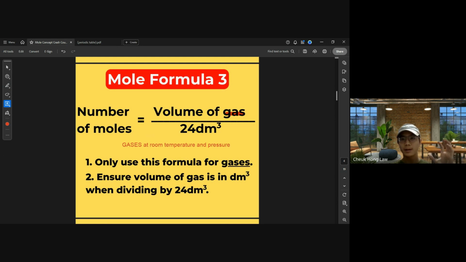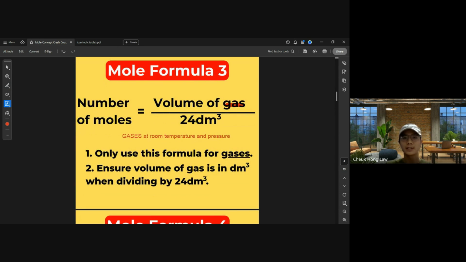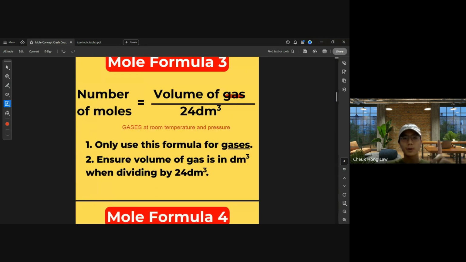For every 1 mole of gas at room temperature and pressure, it will take up 24 dm cube. Okay, so 2 moles, it will take up 48 and so on. So only use this formula for gases. And important note, you need to ensure that the volume of gas is in dm cube.